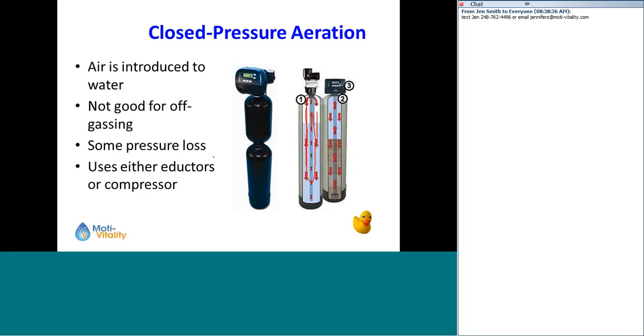So remember, going all the way back to week 2 when we talked about filtration, the number one cause of filter failure is inadequate backwashing. So when you have these kinds of filters, closed pressure aeration systems, remember that you have to have good backwash water. You've got to have enough pressure to backwash. Okay.